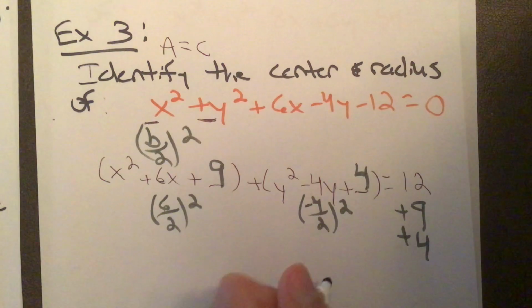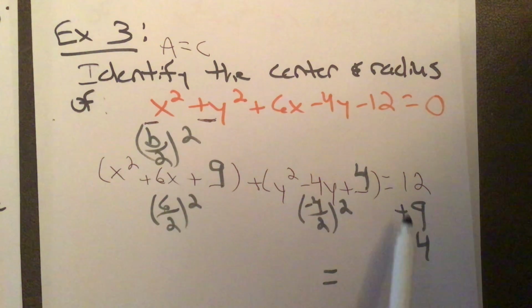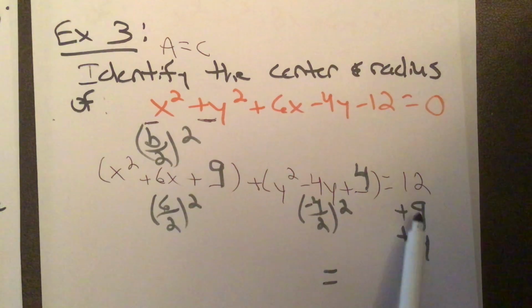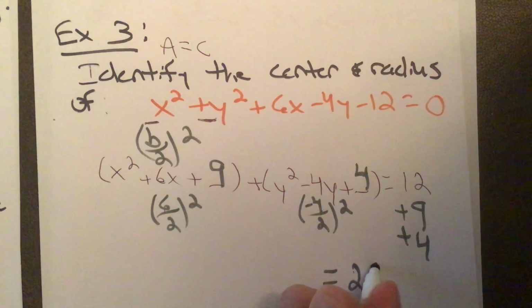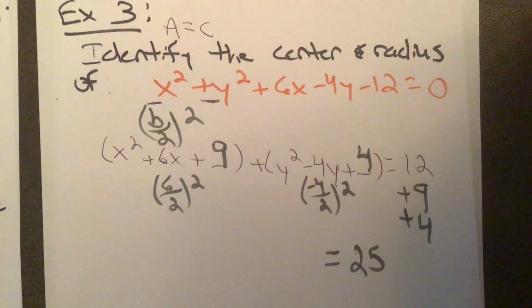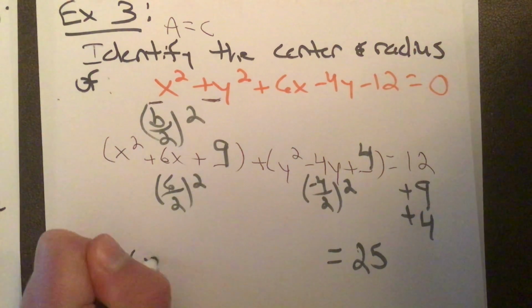So now I just need to simplify. So on this side, let's start with the easy side, I'm just going to add all of these together. So 12 plus 9 is 21, plus 4 is 25. So on this side, I get 25. Okay. And then over here, I've created these perfect square trinomials. So now I just need to factor them.